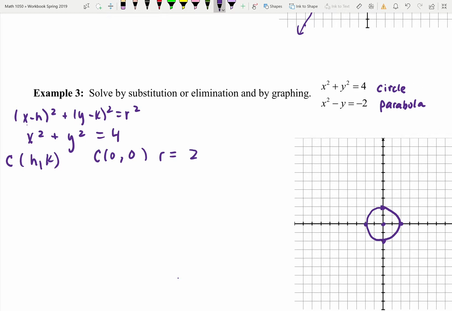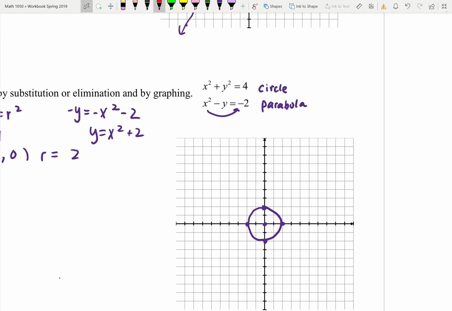Okay, the next one's a parabola. I have to solve it for y. See that x squared? Pull it over. Now I have negative y equals negative x squared minus 2. Change your signs: y equals x squared plus 2. That's just a parabola shifted up 2. So go to the graph, up 2, normal stretch: right one, up one, right 2, up 4. Draw in your parabola, and there you go. Right here is your solution. That is the ordered pair (0, 2), and you're done.